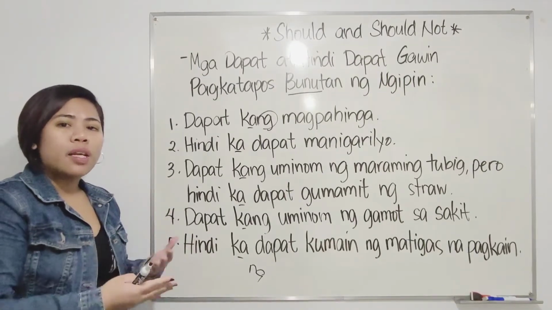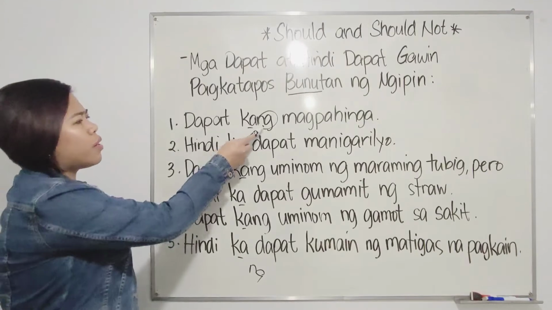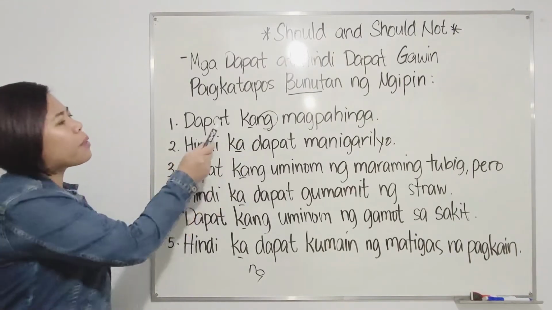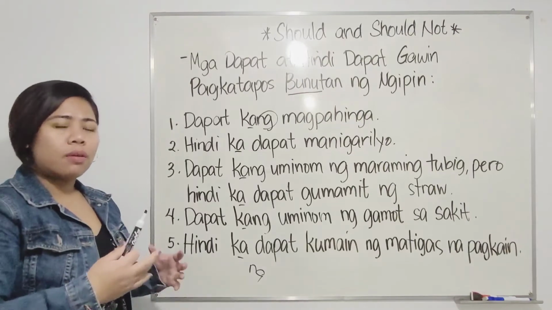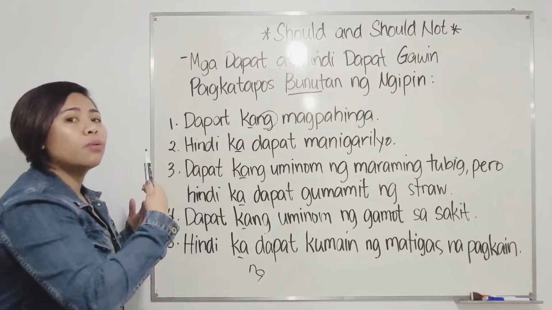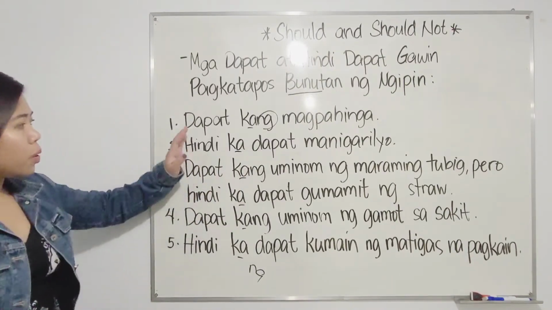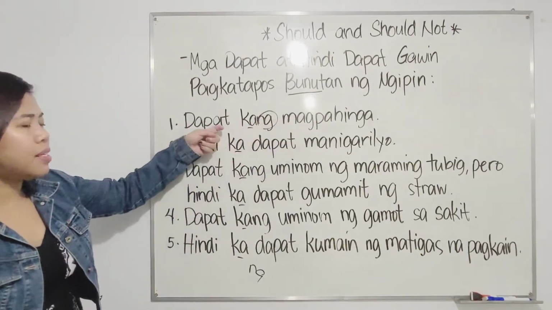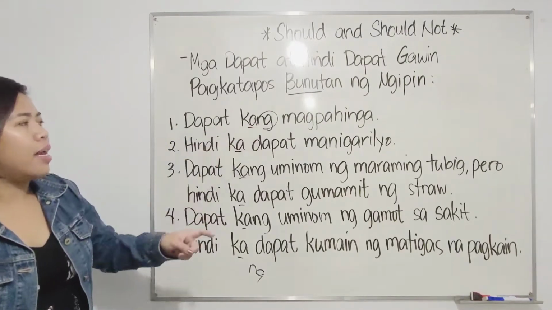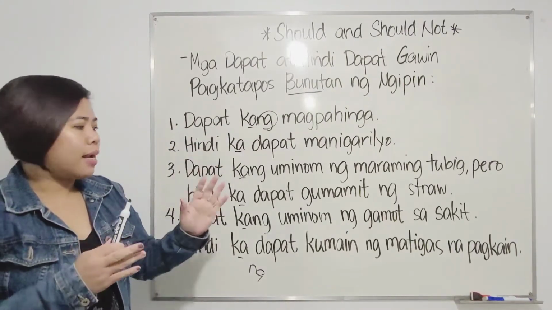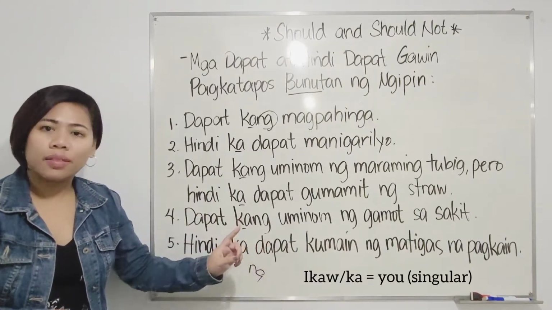Though for conversational Filipino, they are not very particular with this one. Some of the people would not use ng. They would just say dapat ka magpahinga. It's acceptable because it's conversational. But for when you are writing it down, you should put this ng. So dapat kang magpahinga. This is a positive statement. It's should, right? Ka is actually ikaw. It's the same as ikaw. So ikaw and ka are the same.